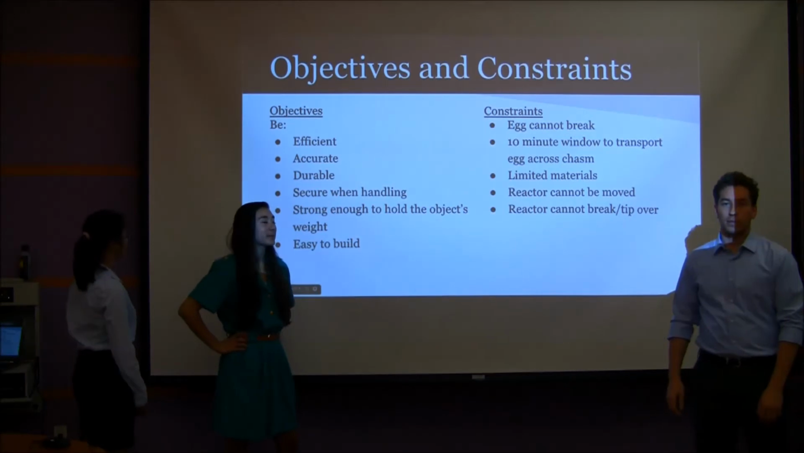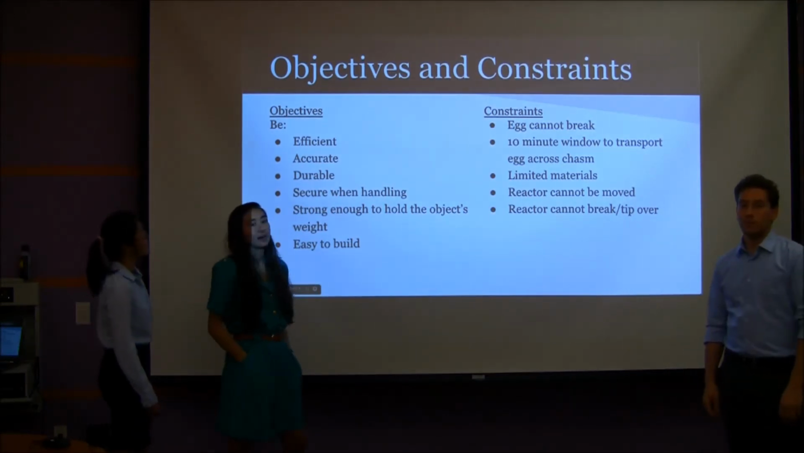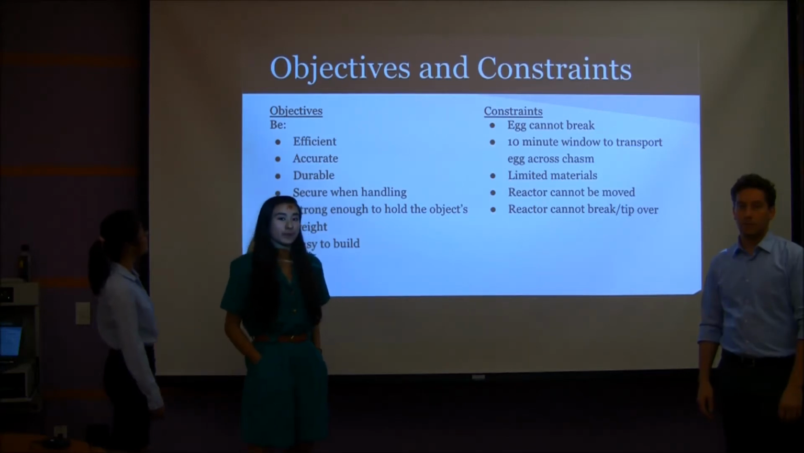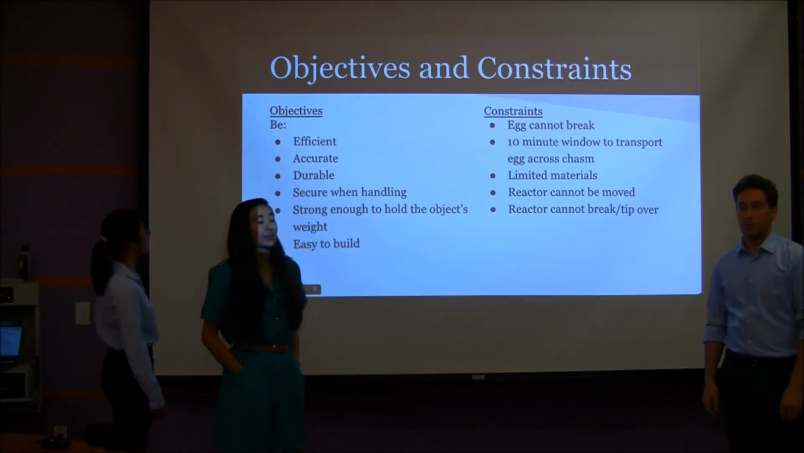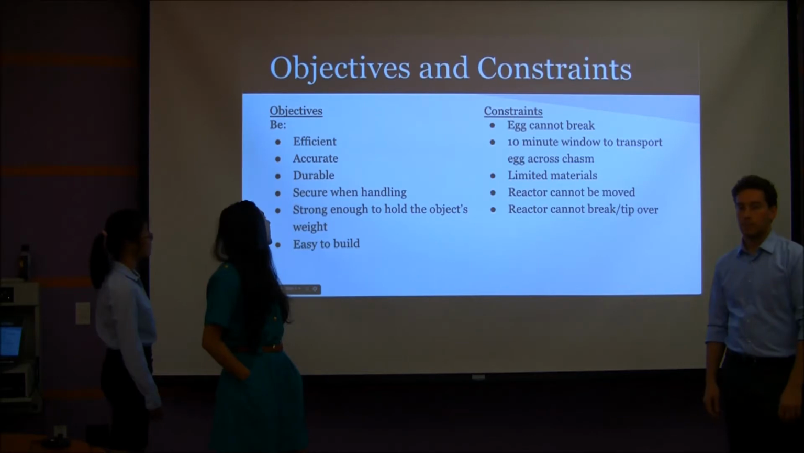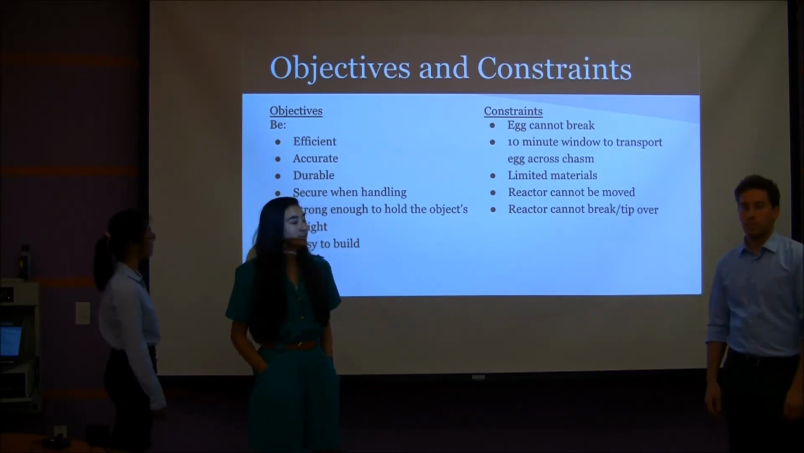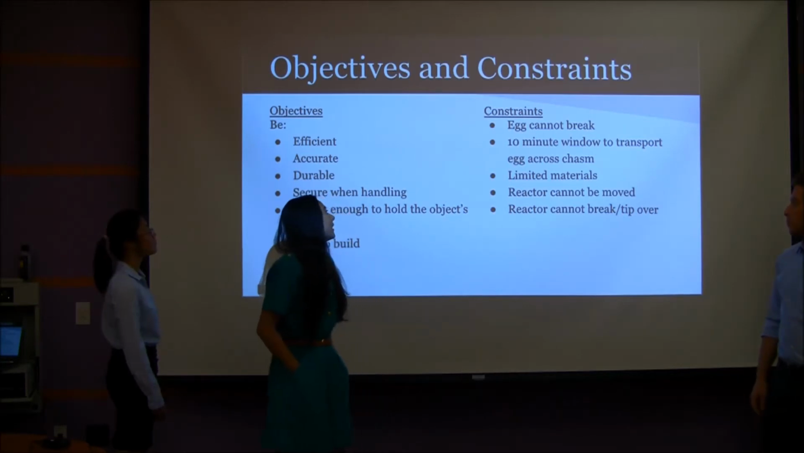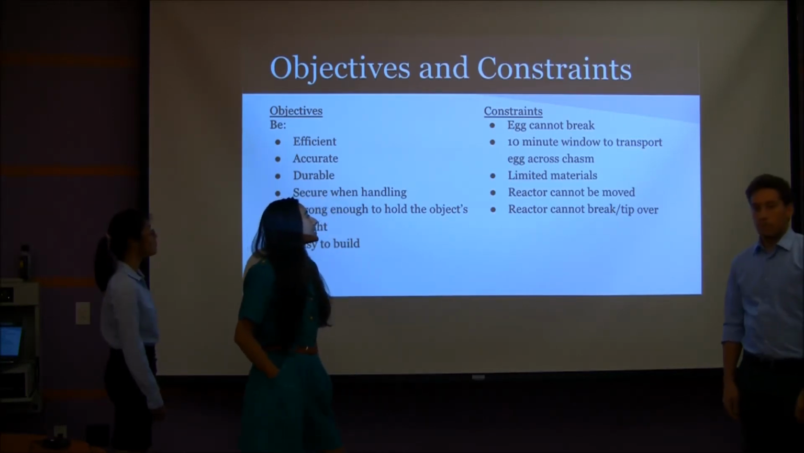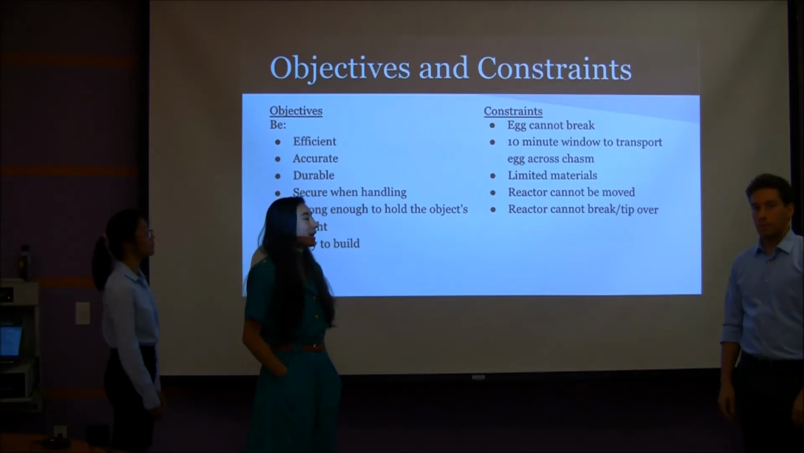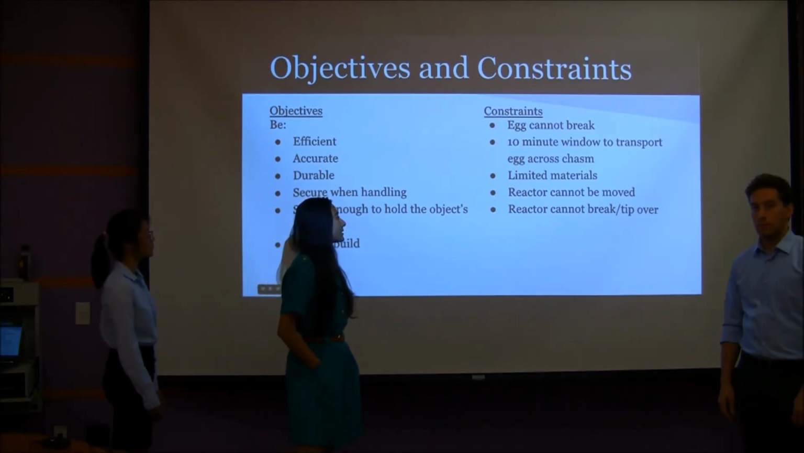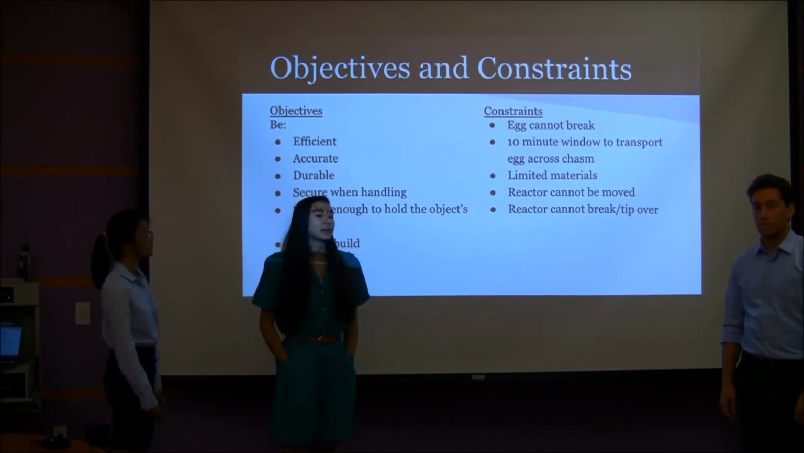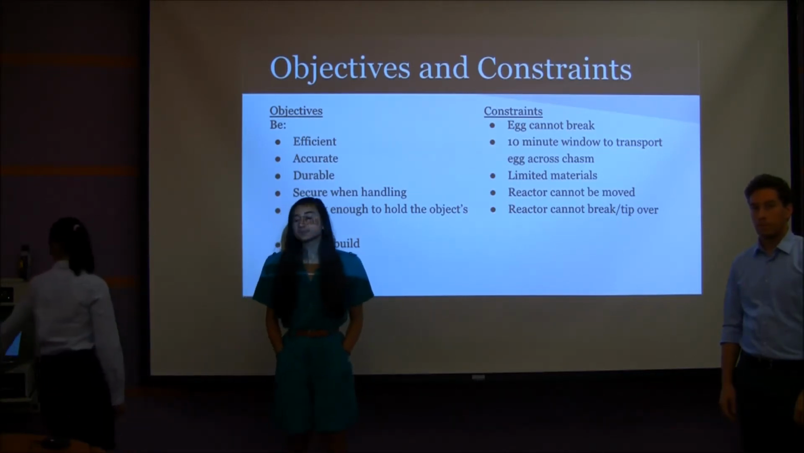So we brainstormed some objectives and constraints for our project. The objectives that we chose were for the device to be efficient, be accurate, be durable, be secure when handling, be strong enough to hold the object's weight, and be easy to build. The constraints involve that the egg cannot break. We have a 10-minute window to transport the egg across the chasm. We have limited materials to build our project. The reactor cannot be moved, and the reactor cannot break or tip over.